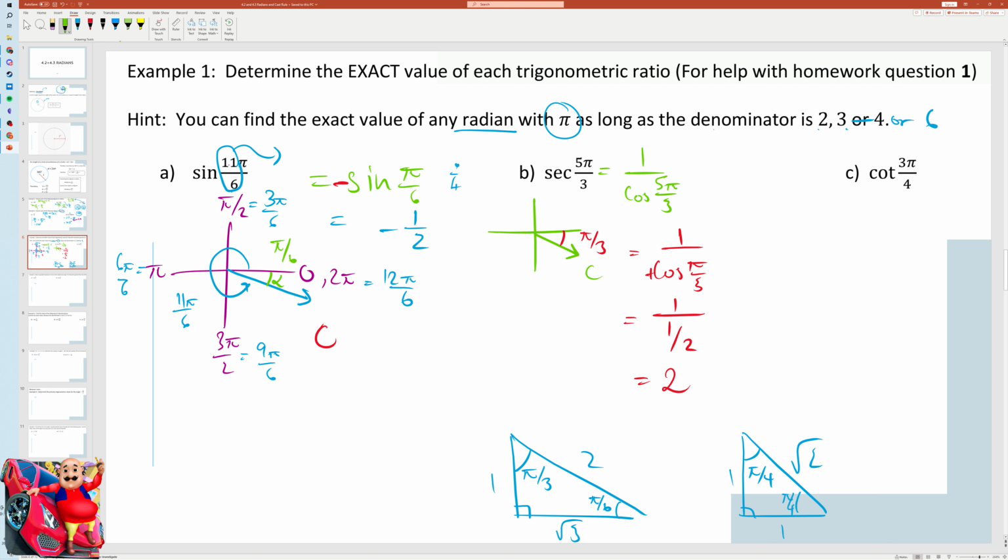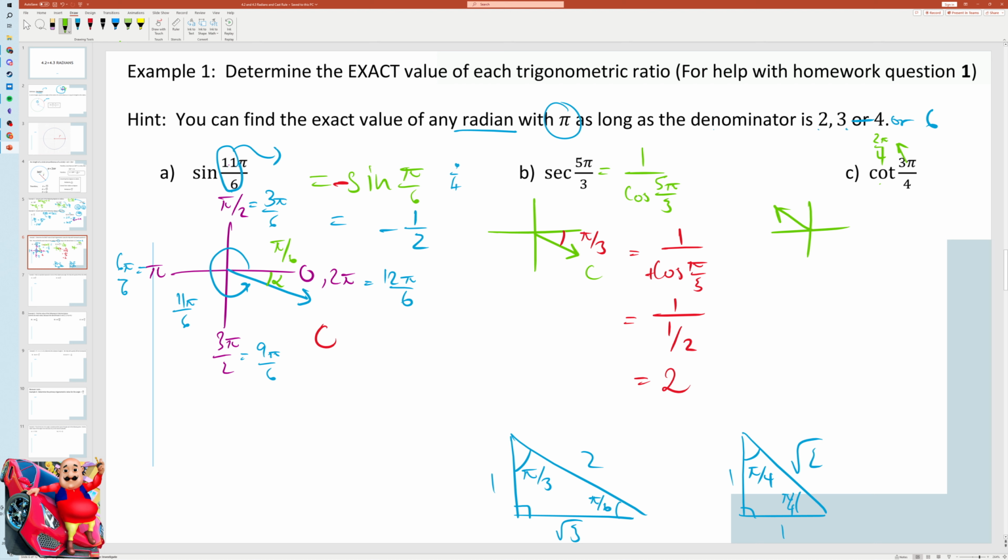Let's do the last one here. Okay. Cotangent of pi over 3. This is between 2 pi over 4 and 4 pi over 4, which is pi. So it's going to land somewhere here.